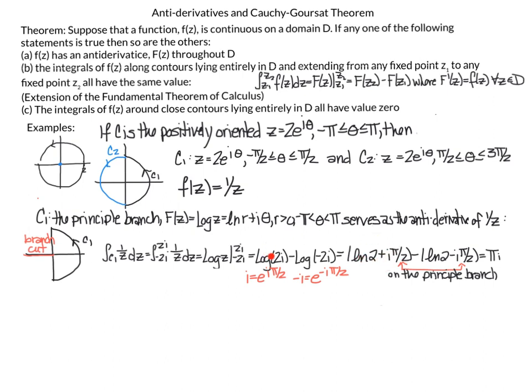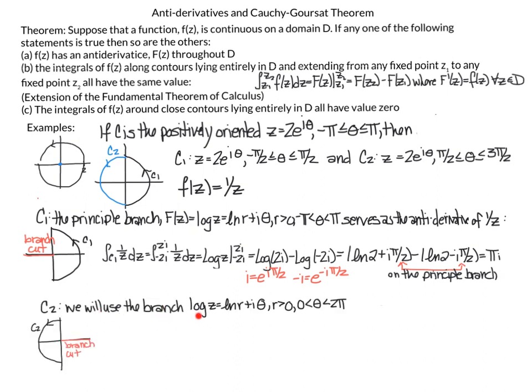This is just using the definition of log. And then we subtract, using the definition of log, natural log of 2 minus i pi over 2. And again, this pi over 2 and this minus pi over 2 are on the principal branch. So what we get is i pi.